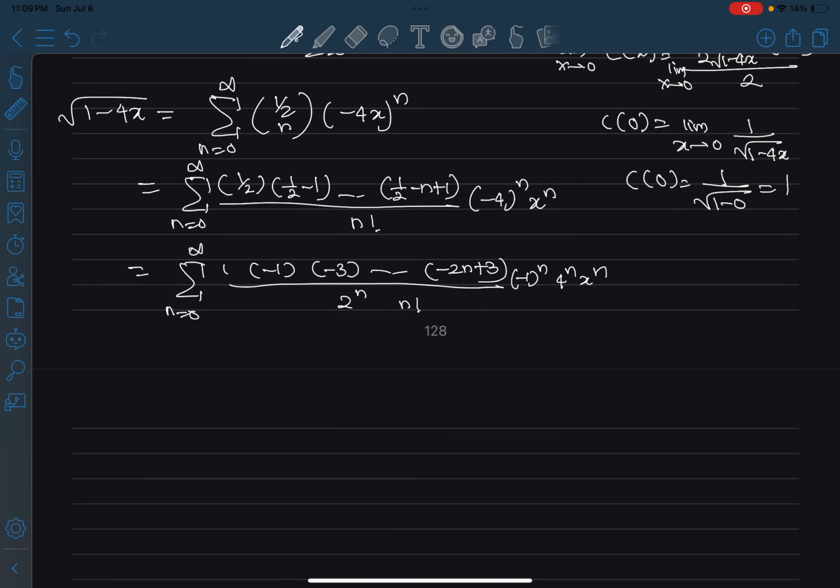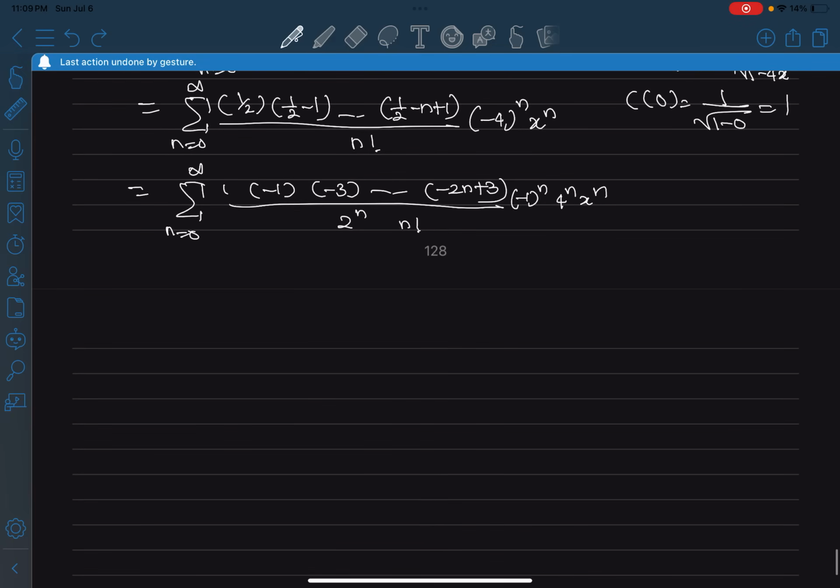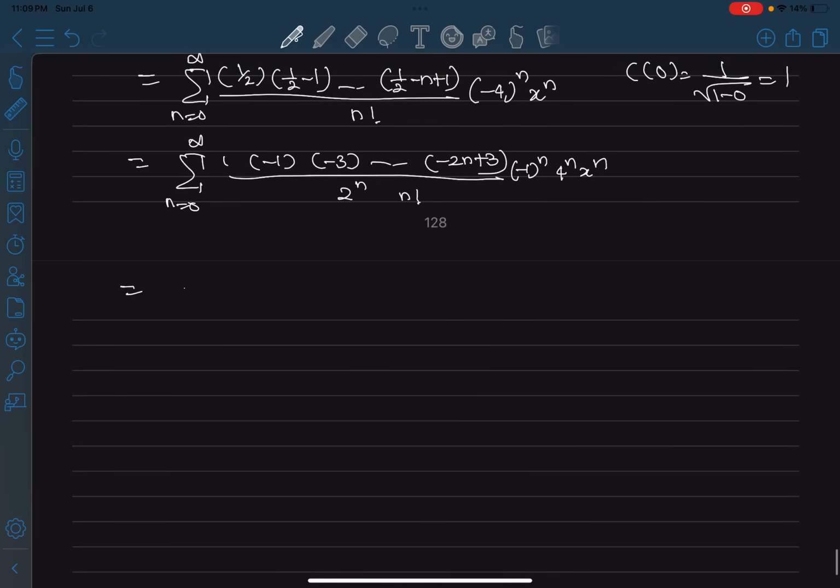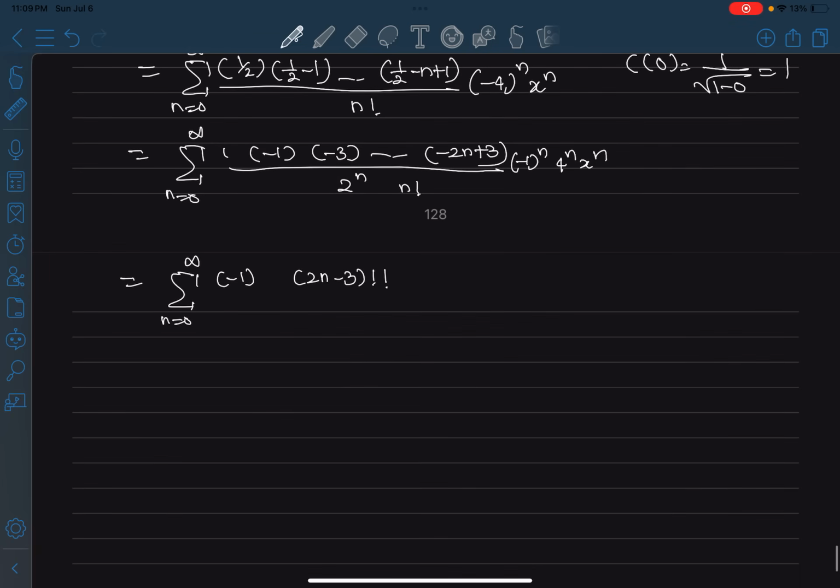Now there are exactly n terms over here, and if you distribute the (-1)^n to each of them, we will have (-1) with (2n-3) double factorial, right? That means kind of factorial, but each term is decreasing by 2. And then the n factorial, 2^n cancels to give 2^n over here now, and x^n.